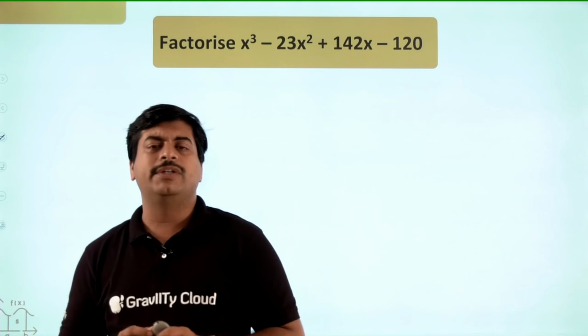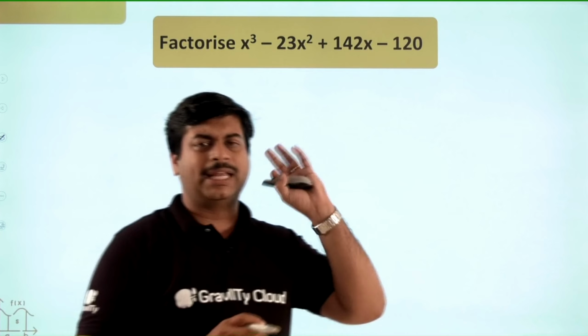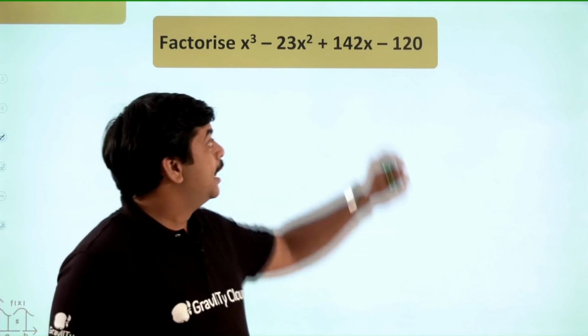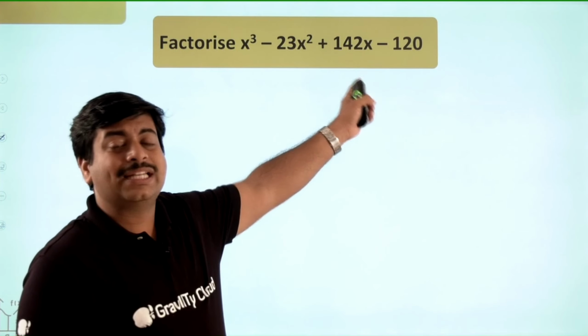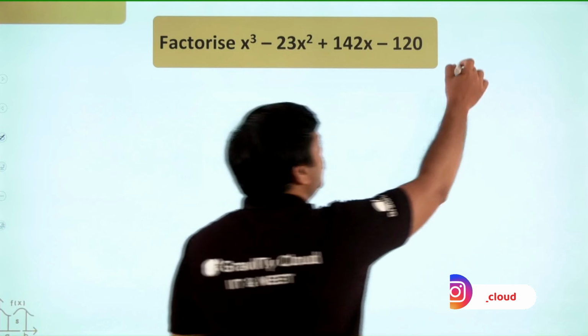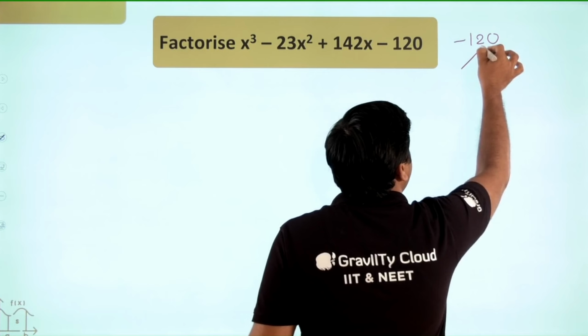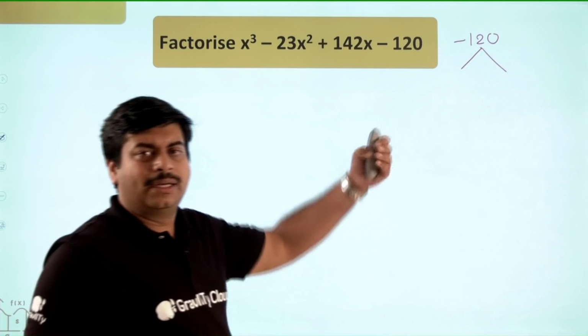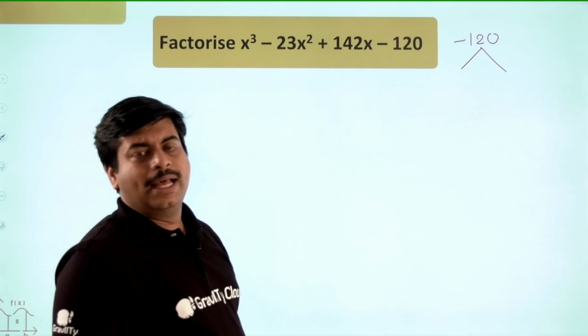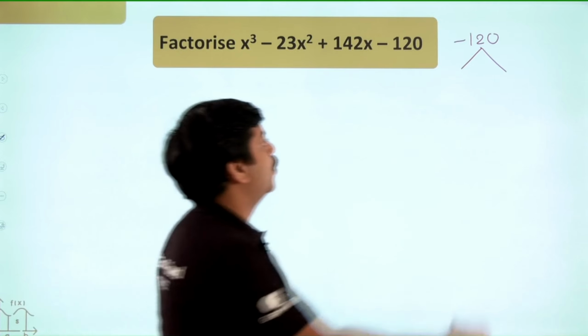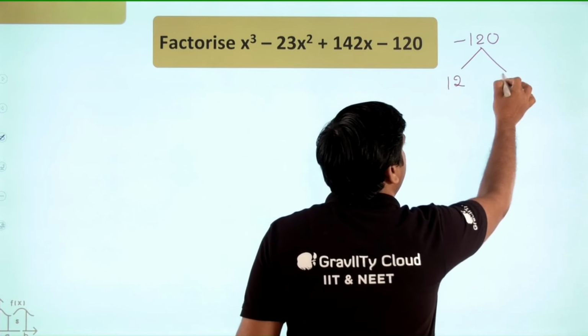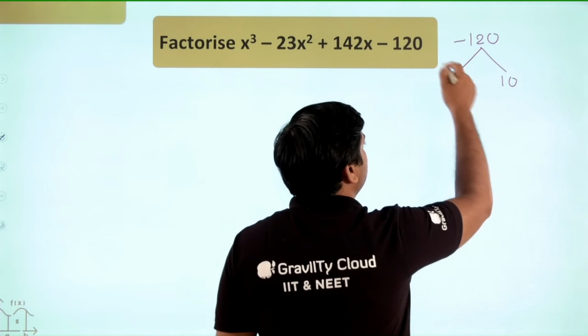First thing we need to do every time, for any polynomial of any degree, is find the factors of the constant, that is minus 120. So let us say we are having plus 120. We'll take care of the negative later. Let us try to write the factors for 120. What can we write? 12 into 10 or 10 into 12.